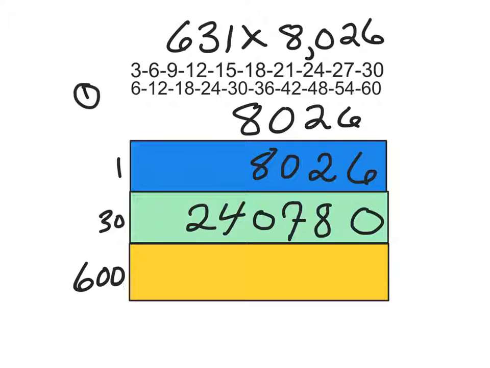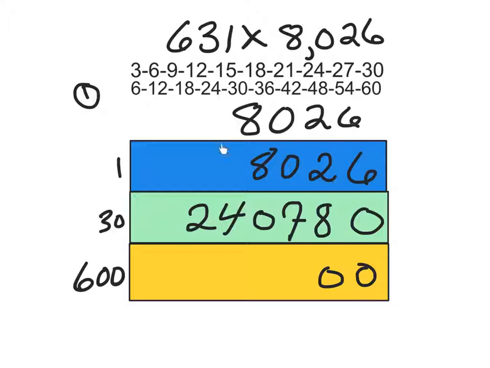I'm going to take care of the 2 zeros first. I'm going to just plug in 2 zeros right there because 0 times 8,026 is 0 and 0 times 8,026 is also 0. These are also place value holders for the 1s column and the 10s column because we took care of it with the 1 and the 3. And bam, let's move on to the 6.